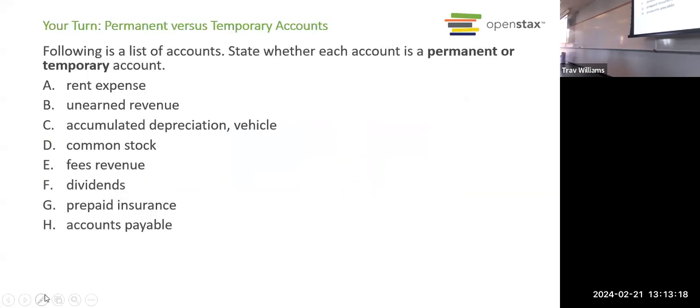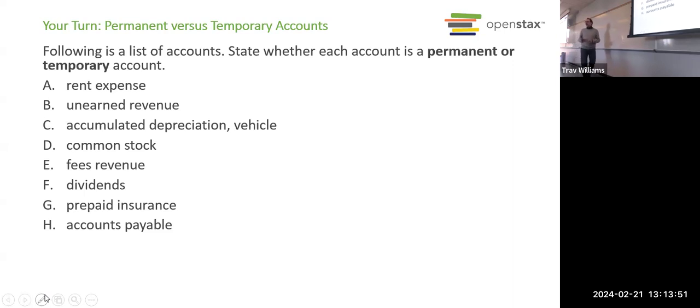Let's practice. Let's go through this list and think, are these permanent or temporary accounts? I've told you the three main types of temporary accounts. What were those three categories that we close out at the end of the year? Revenue, expenses, dividends, right? So if you see revenue, expenses, and dividends, you know that they're temporary. And pretty much anything else is going to be permanent.